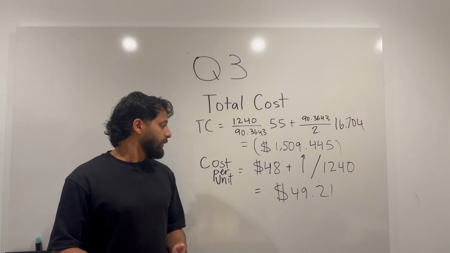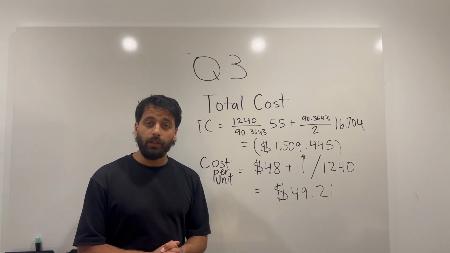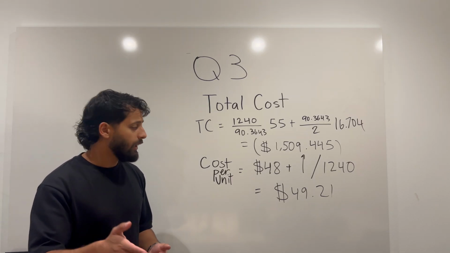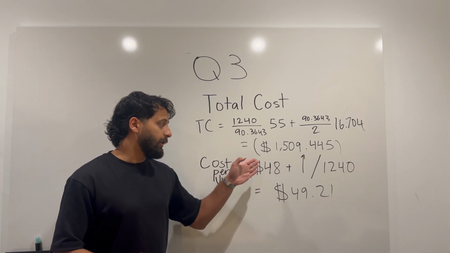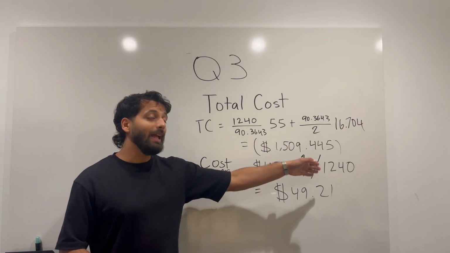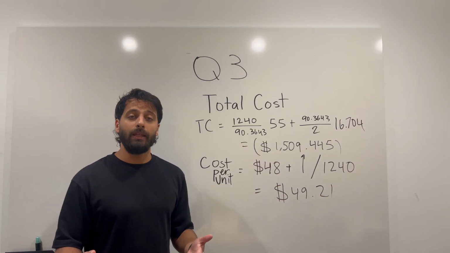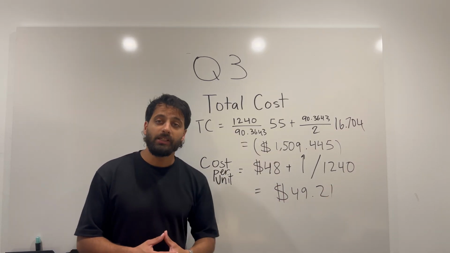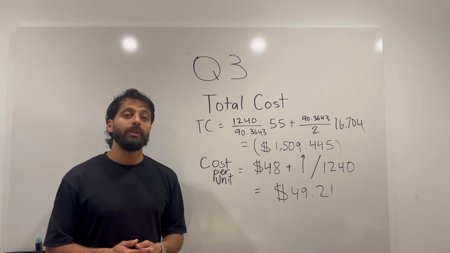So now what we're going to do is go ahead and take it for the cost per unit calculation and use a new number that we just received, which is going to be this number right here. So we take our original 48, add it to the 1509.45, and then divide it by the 1240 of the new demand up by 24%. That gives us a number of $49.21.